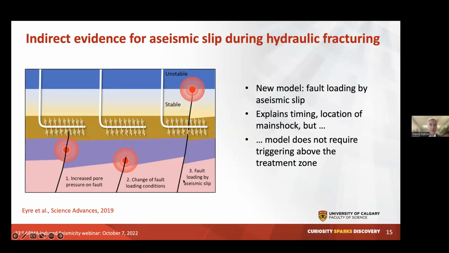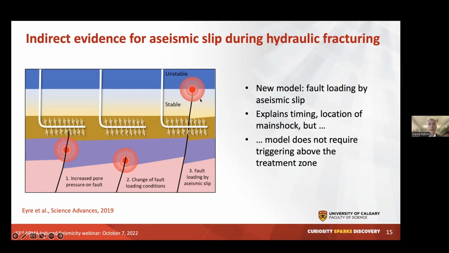So we knew from the 3D seismic data that there was a fault, a basement-rooted fault, which extended up through the Duvernay zone up into the Wabamun level. So we hypothesized that the pressure increase on the fault during hydraulic fracturing was driving a seismic slip on the fault. So it wasn't producing microseismicity that we could observe with the network. But as that was occurring, it was loading other parts of the fault, both above and below.